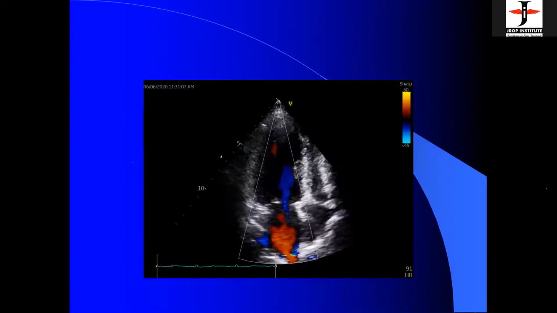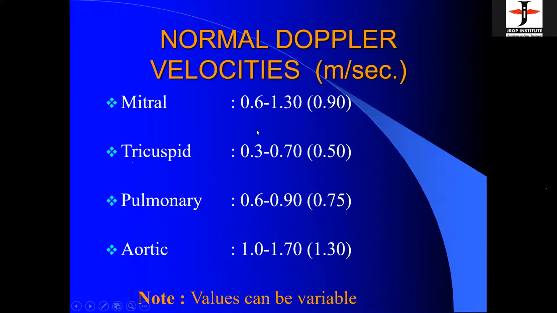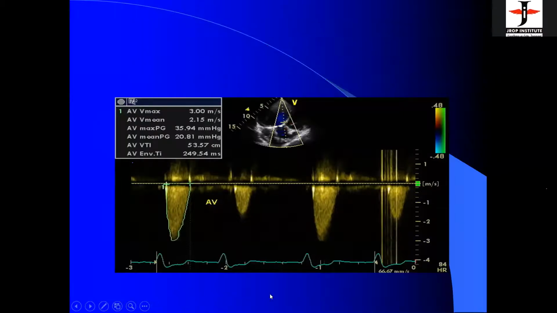So these are the normal velocities. As Dr. Gupta says, the mitral velocity is almost double the tricuspid velocity, and the aortic velocity is almost double the pulmonary velocity. And this is sometimes known as a Doppler alternans.